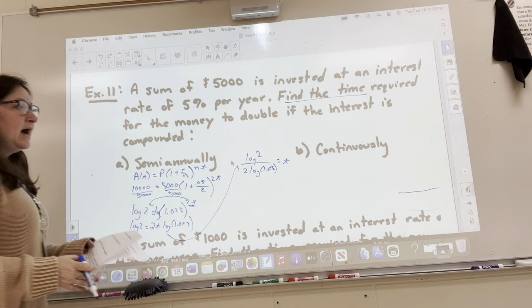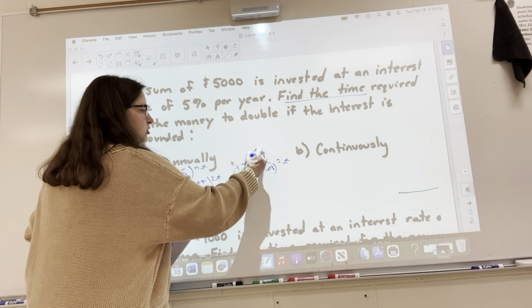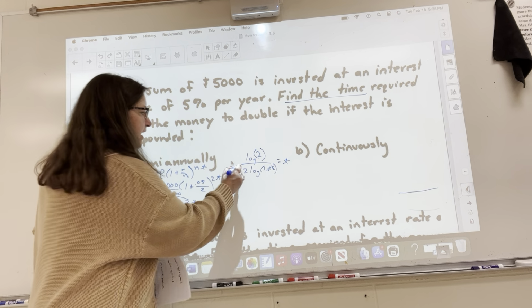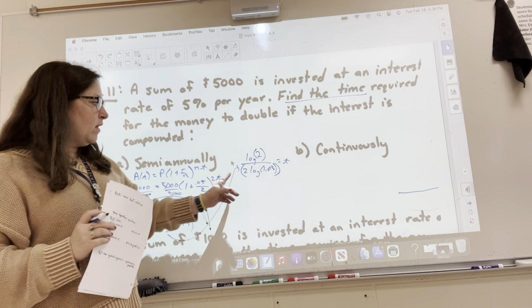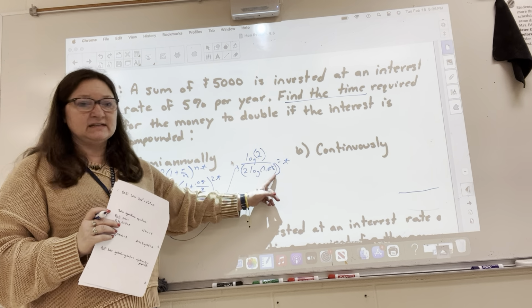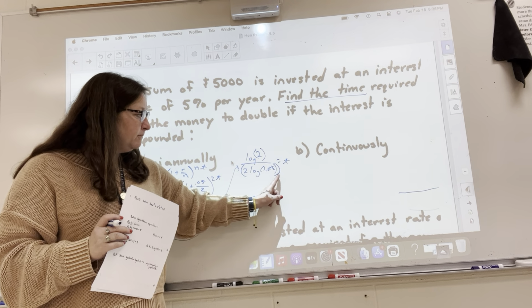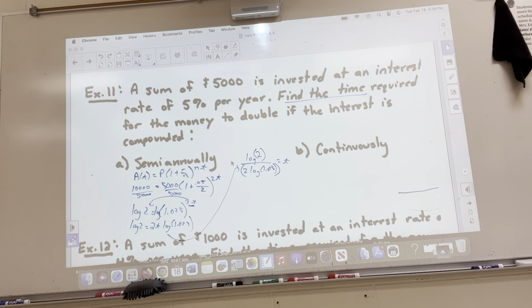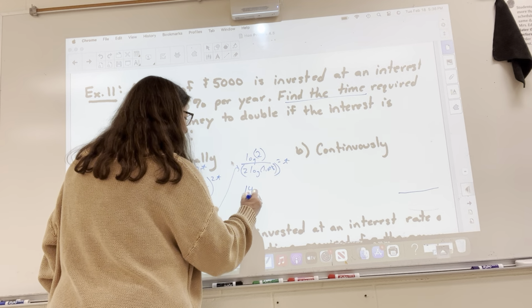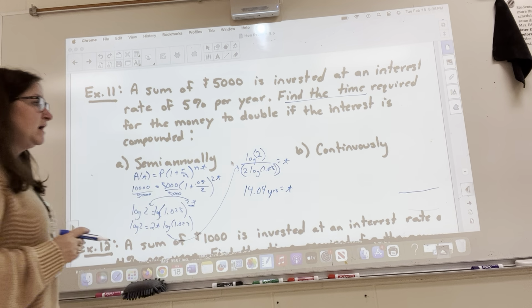I forgot to point out earlier, when we do this division, yes, you close that parentheses, but you also have to put the entire denominator in parentheses. Otherwise, your calculator is going to think only the 2 is in the denominator. So you've got to divide by the whole thing, put it in parentheses. And when you do that, you get 14.04. So it's going to take 14.04 years to double my money.